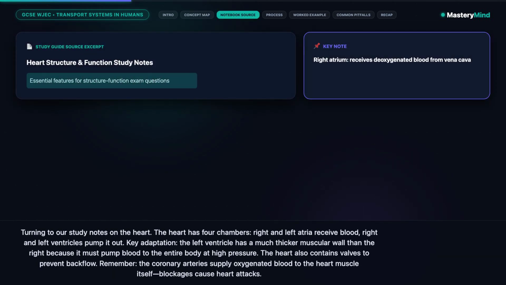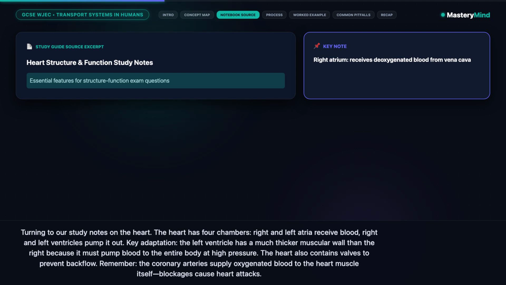Turning to our study notes on the heart. The heart has 4 chambers. Right and left atria receive blood, right and left ventricles pump it out. Key adaptation: the left ventricle has a much thicker muscular wall than the right because it must pump blood to the entire body at high pressure.